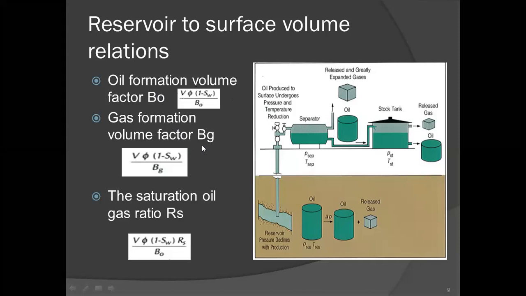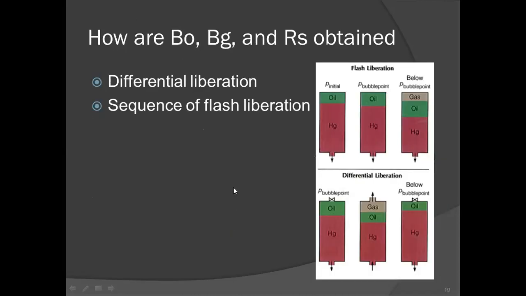foot under standard conditions, whereas the solution gas-oil ratio (Rs) is the amount of gas that needs to dissolve into 1 stock tank barrel. And these parameters are obtained through a series of differential and flash liberations. As we talked about, differential liberation is the same as flash liberation, but in differential liberation gas is extracted after the bubble point and is replaced by mercury.